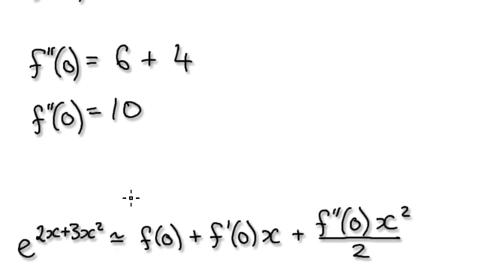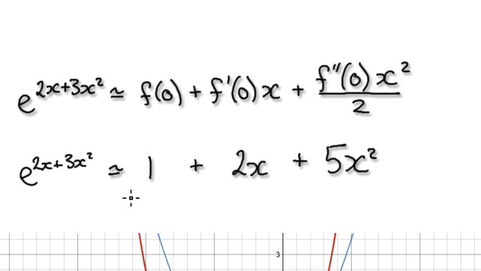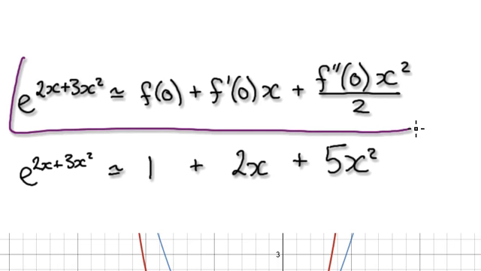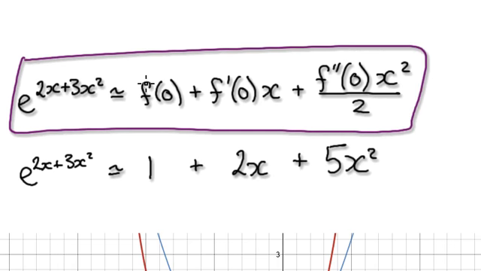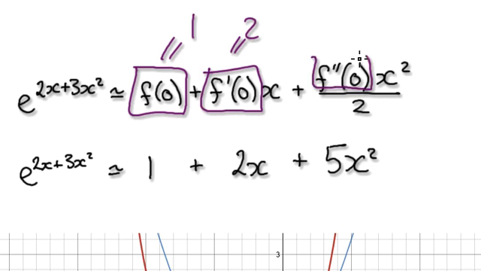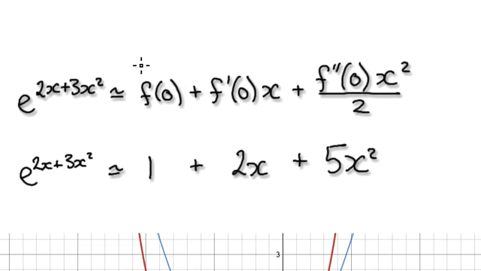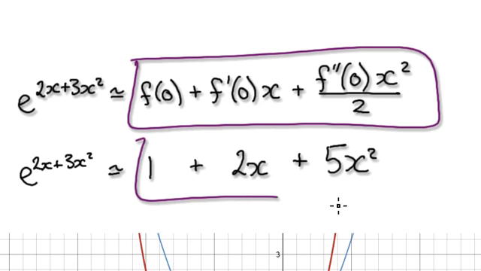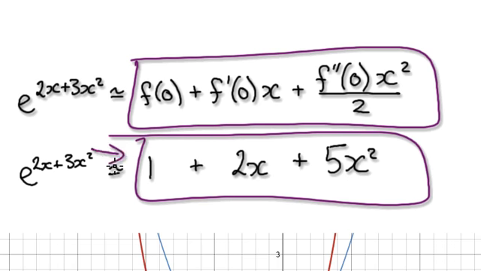So going back to our original approximation. We were given this here. Now we've worked out that this here is 1. This here is 2 from earlier, and then this here was 10. Okay, so overall this whole thing would be this. So this is our quadratic approximation.